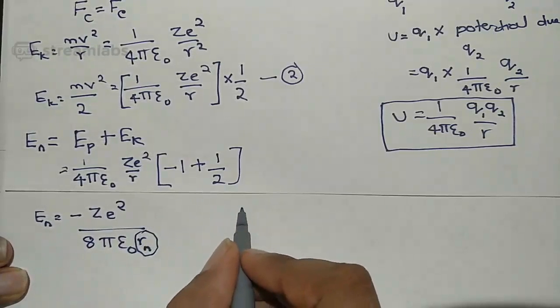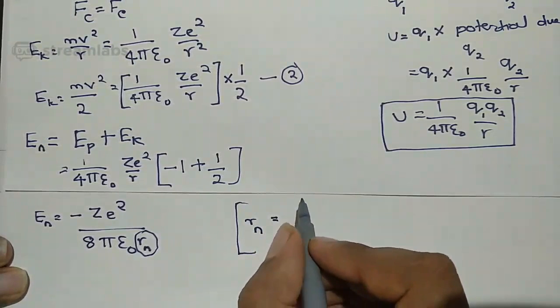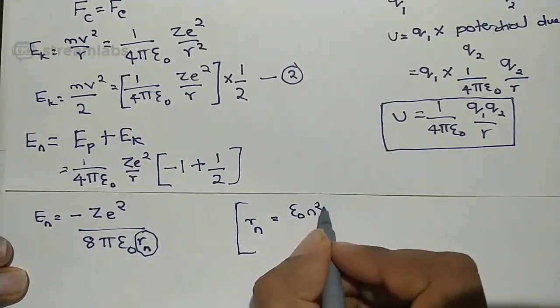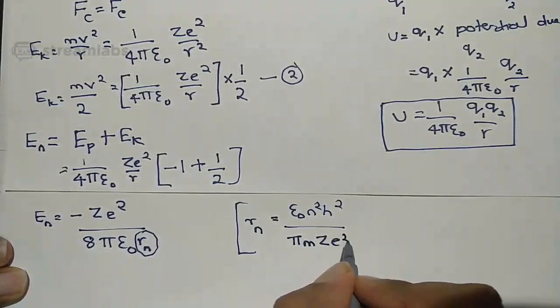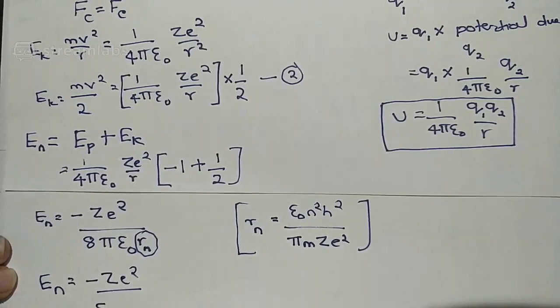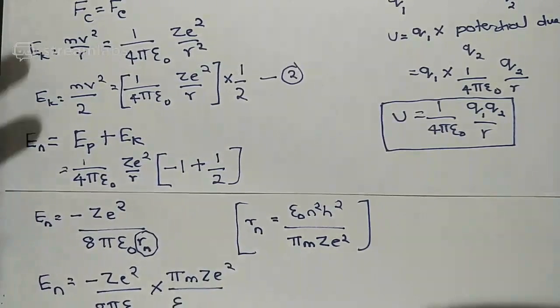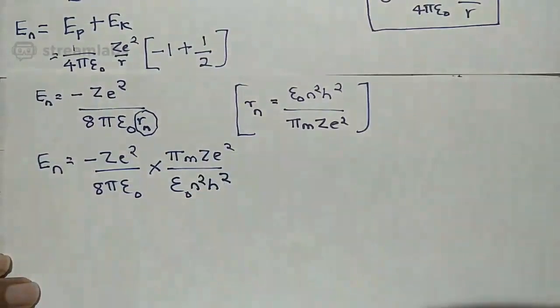Do you know the value of Rn? Yes, it is known to you. Rn equals epsilon naught n square h square by pi m. I'm not dealing only with the hydrogen atom, so I have to include Z square. So what is En in that case? Minus Ze square by 8 pi epsilon naught as it is, times 1 by Rn. What is 1 by Rn? Pi m Ze square in the numerator, epsilon naught n square h square in the denominator.